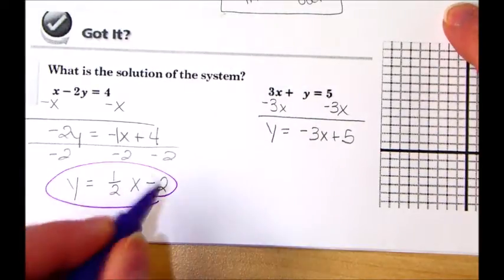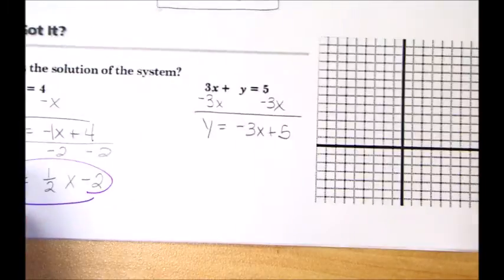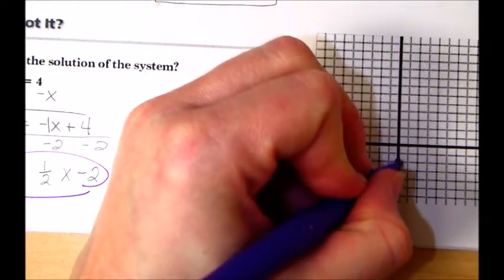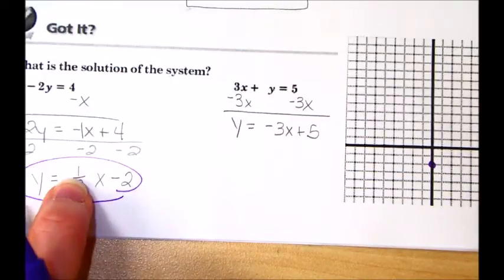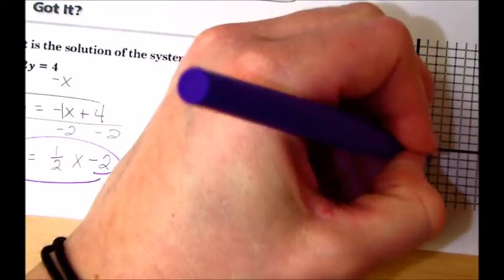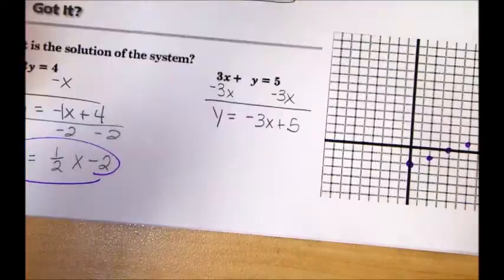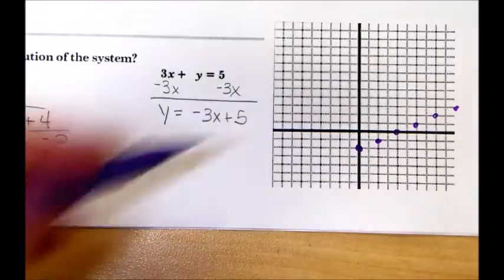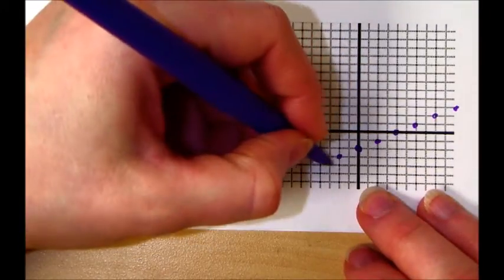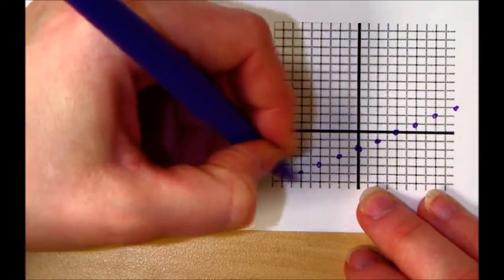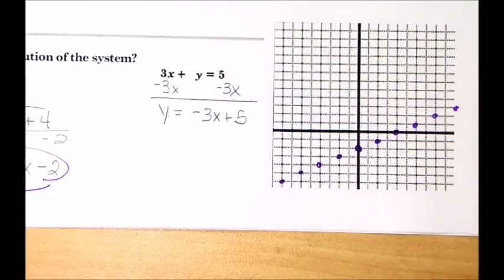Let's graph the first one in purple. Go down 2 for your y-intercept on the y-axis. Go up 1, right 2, up 1, right 2. Now, to complete this first line, I am going to go down 1, left 2, down 1, left 2. The more dots you do, the more accurate it will be.